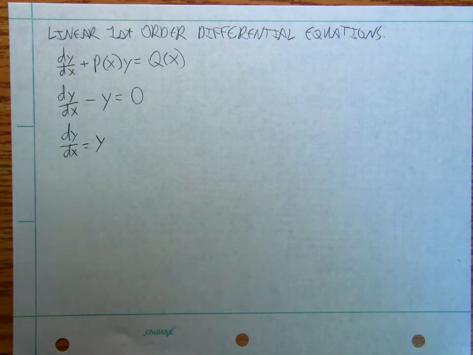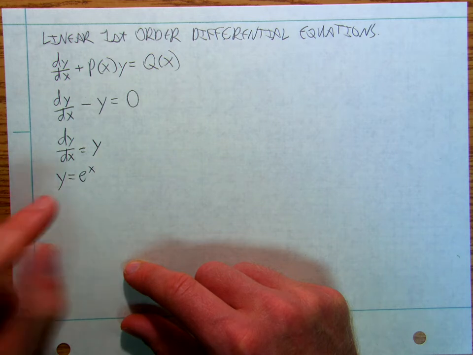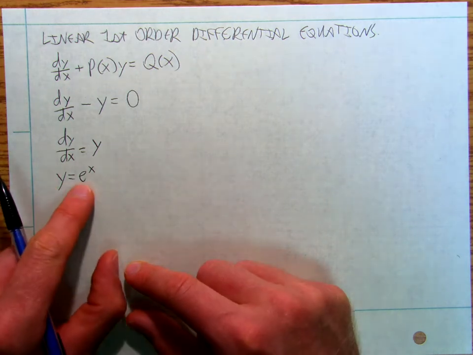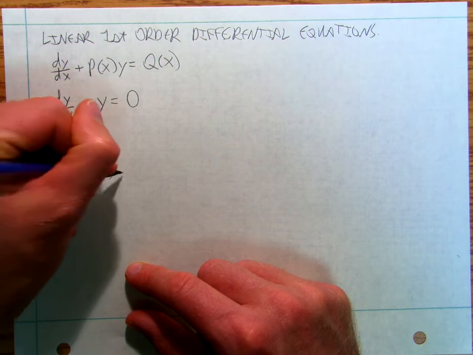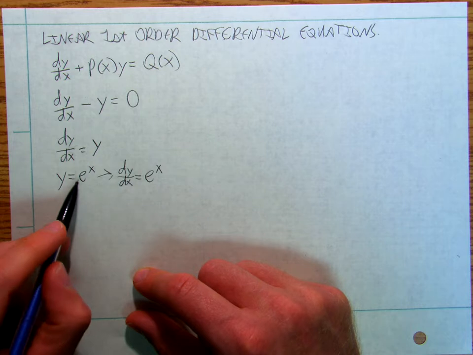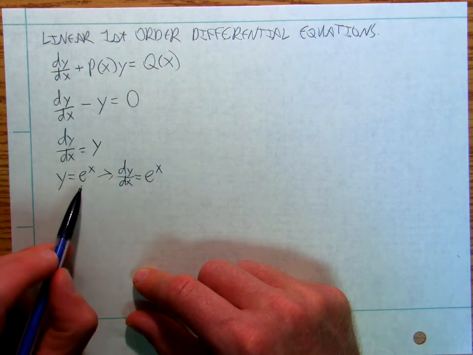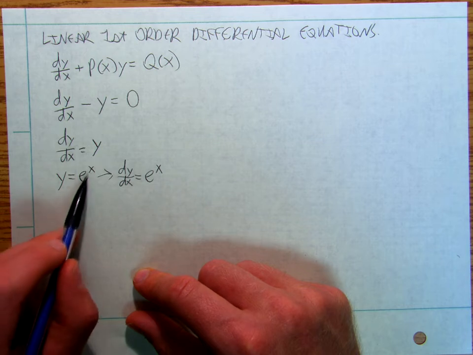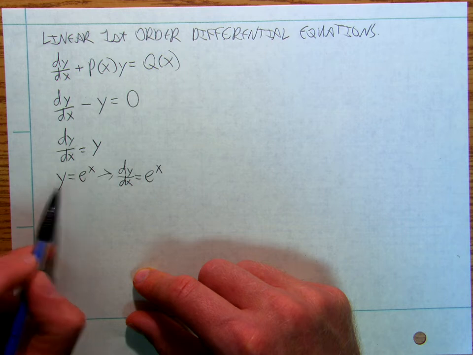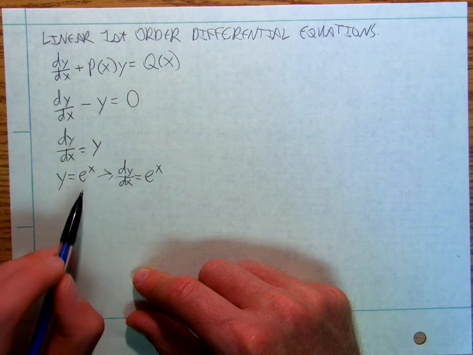Hit pause. That is e to the x. So y equals e to the x. The derivative of e to the x is e to the x. So e is the number that when you do y equals 2.71828 blah blah blah to the x, the slope of that line is always equal to the y value of that line. Very important concept in calculus.